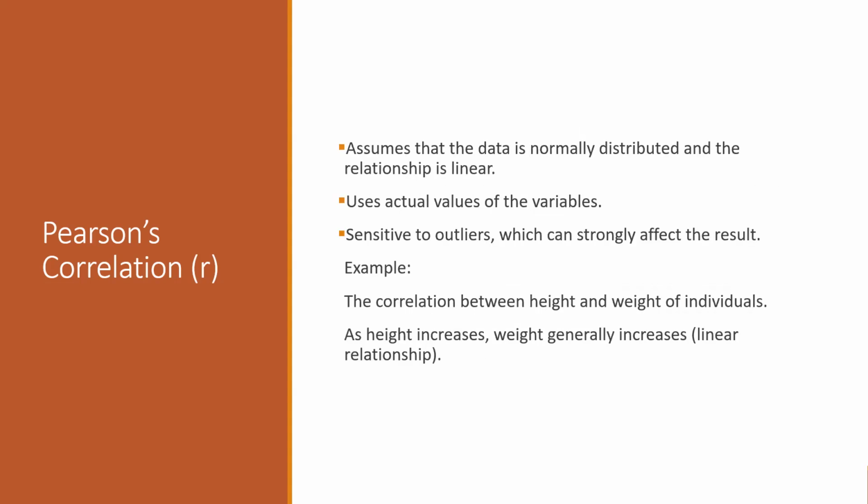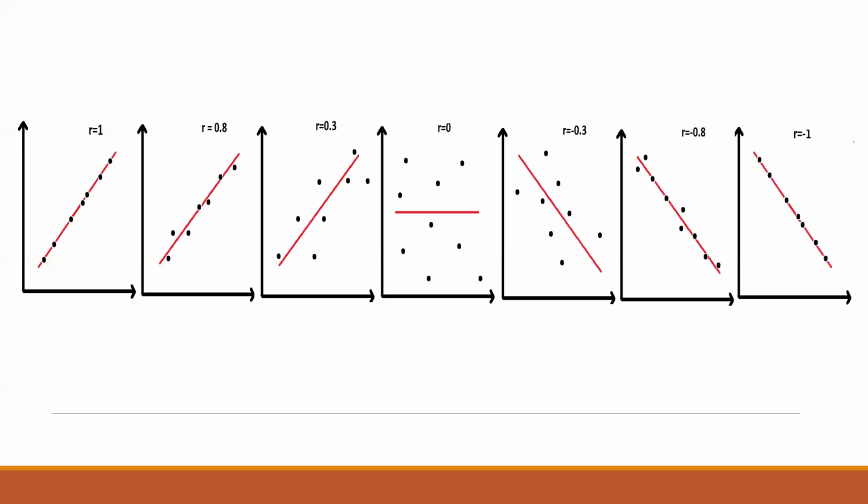It assumes that the data is normally distributed and the relationship is linear, uses actual values of the variable, and is sensitive to outliers, which can strongly affect the results. For example, the correlation between height and weight of individuals. As height increases, the weight generally increases. Linear relationship. So this figure is showing us Pearson's correlation with its different values.